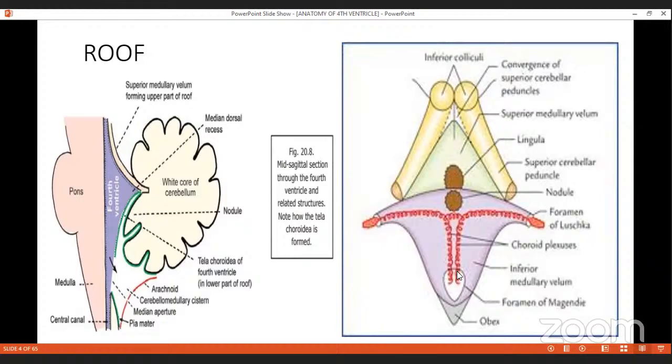In the midline, in the inferior slope of the roof of the ventricle, you have this opening or aperture, which is a single median opening called the foramen of Magendie, through which the CSF communicates with the subarachnoid spaces. Here you have the obex, where the cavity of the fourth ventricle continues as the central canal of the spinal cord.